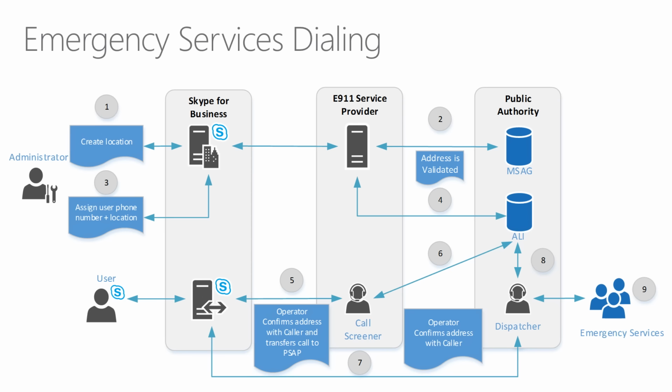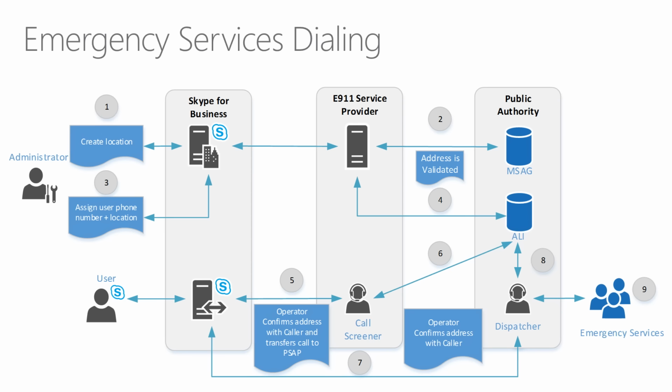Here, the user in step 5 is dialing the emergency phone number and is connected to a so-called call screener, an operator who confirms the address with the caller and transfers the call to the PSAP, the Public Safety Answering Point. And this is also a big difference between the US and other countries. In other countries, this call would always go directly to the emergency service that's local to the address. So we wouldn't have a call screener. This is happening only for US calls.